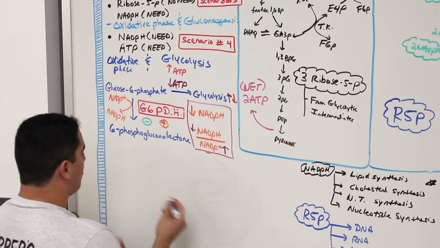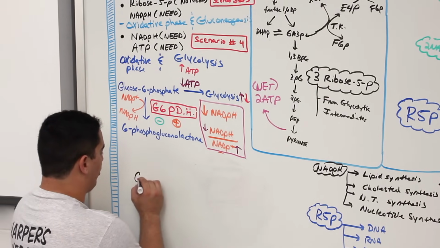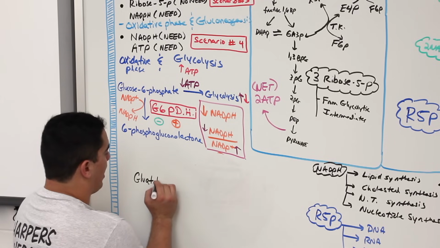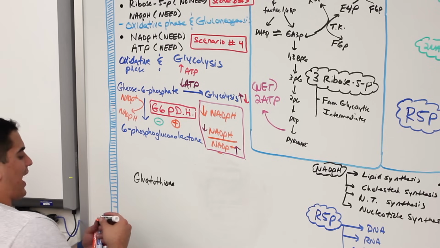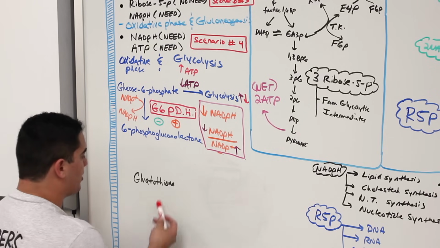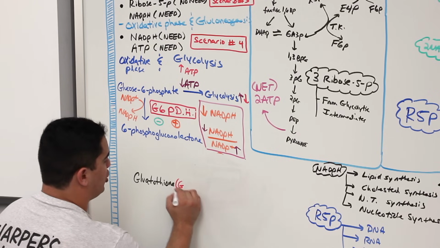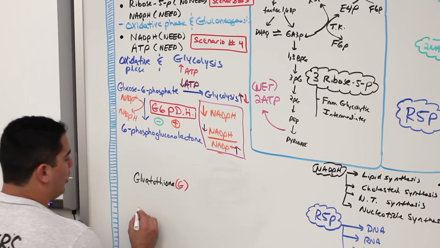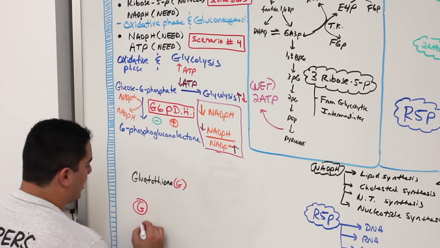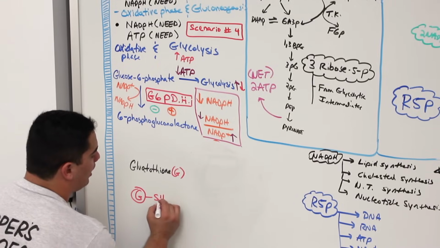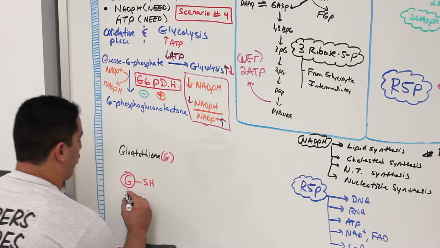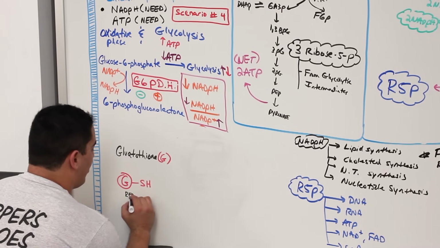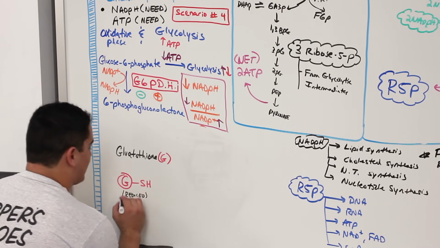Alrighty. So now there is a molecule in our body called glutathione. Now glutathione, I'm just going to draw it as a G. You're going to see it from now on as a G. Glutathione is special because technically in its reduced form, it has this thiol group. So this is its reduced form. Glutathione is our natural antioxidant in the body.